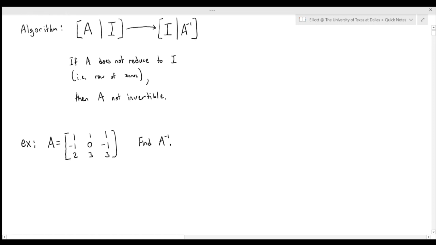So to do that, according to our algorithm, we're going to take the matrix A and augment it. In this case, we'll augment it with a 3 by 3 identity matrix. And now we're going to start row reducing. So I'll do the row reduction the usual way to start with, at least. I'm going to use this one as a pivot and get zeros beneath it.